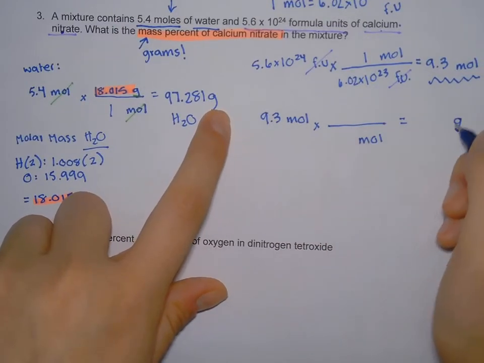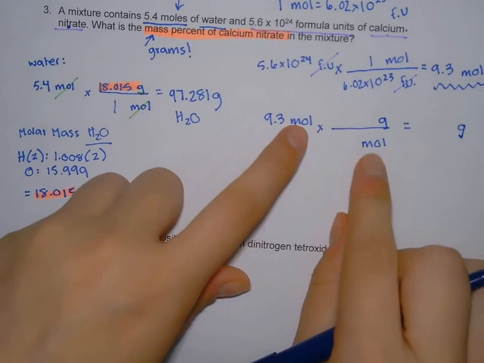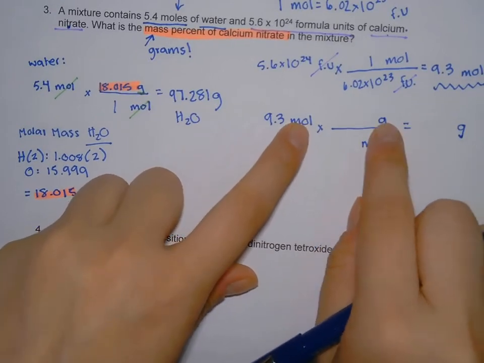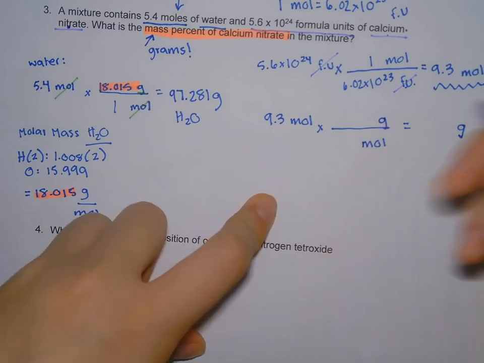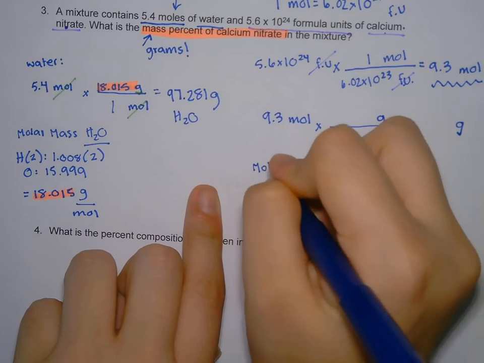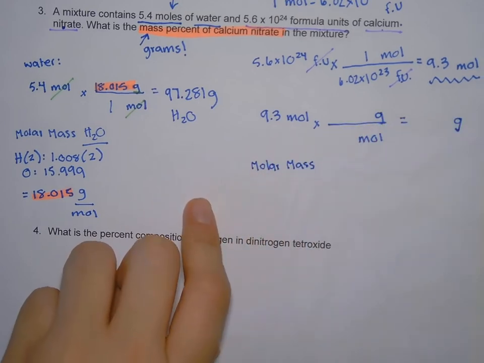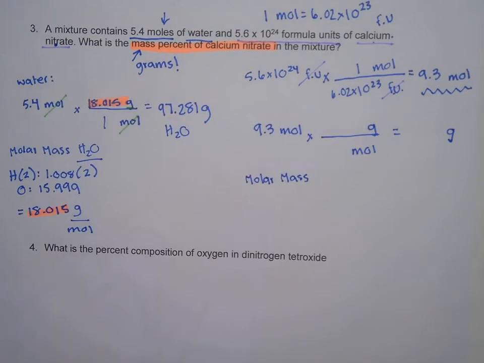Because I have to have grams at the end, I need to have grams on top. And now I can see that my moles will cancel out and I'm only left with grams. So what is grams per mole? Yep, that's molar mass. That's the molar mass of calcium nitrate.